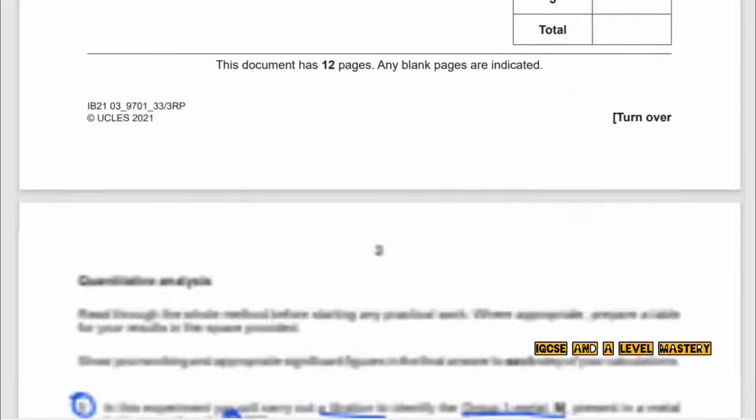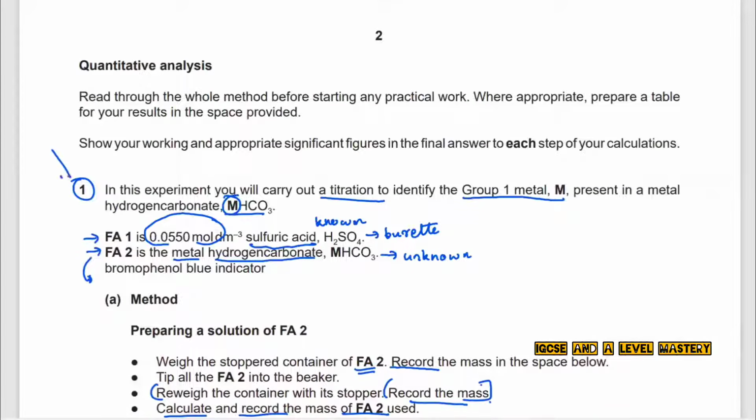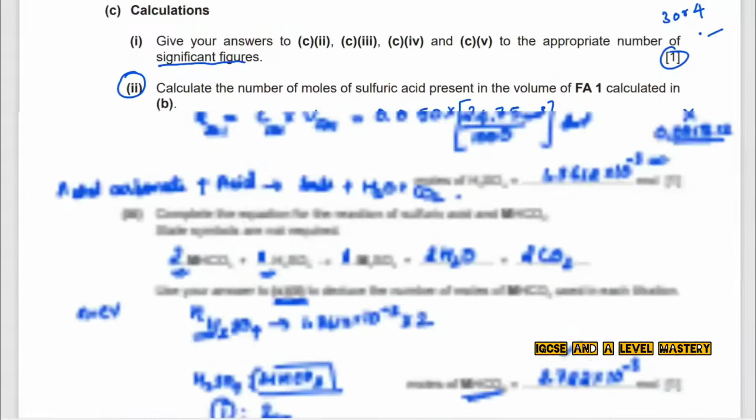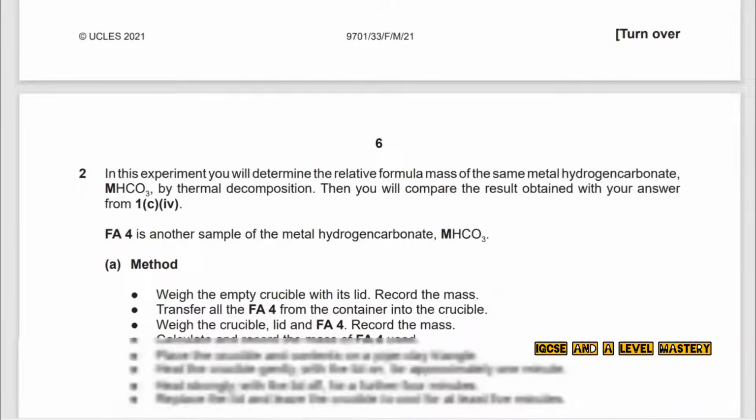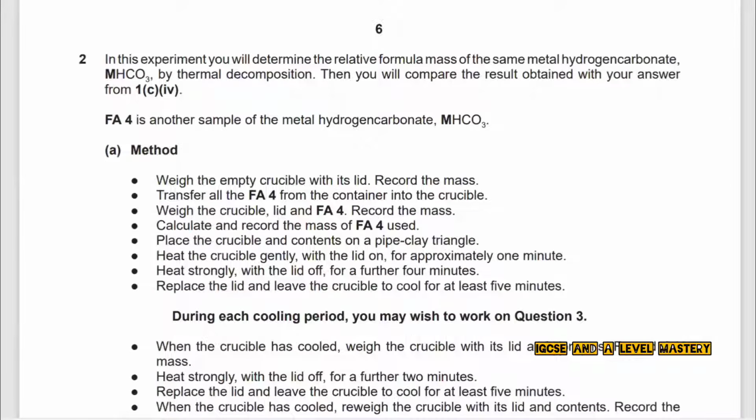So in the previous video, that is the first part of the video, we have already seen the solution for question number 1. If you haven't watched that video, I will give the link in the description. So in this video, we'll be looking at the second question. So this is part 2 of this paper.